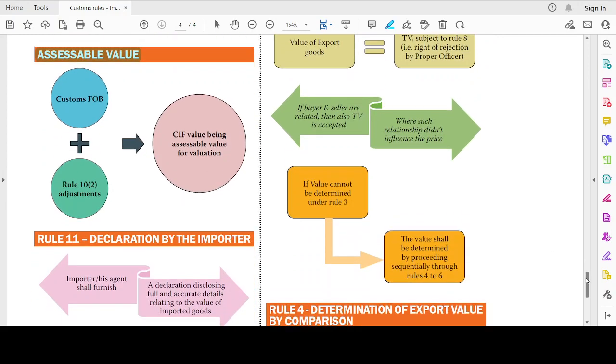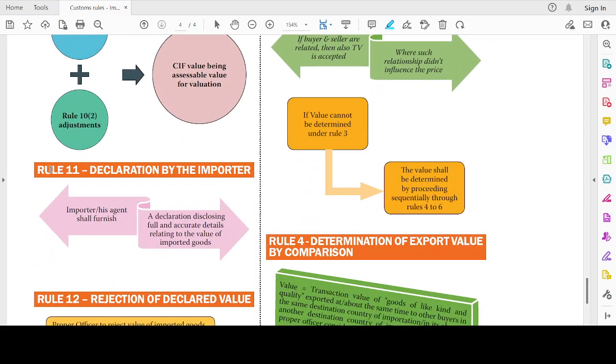Now, Rule 11, declaration by the importer. The importer or his agent shall furnish a declaration disclosing the full and accurate details relating to the value of imported goods. Whenever I'm going to import any goods, I have to declare, right? That declaration will be made under Rule 11.